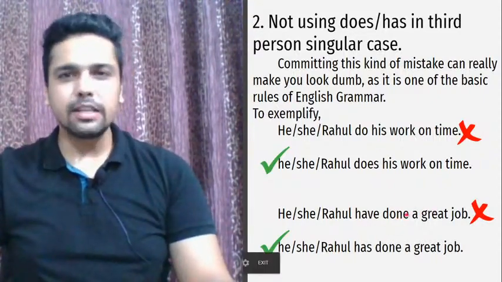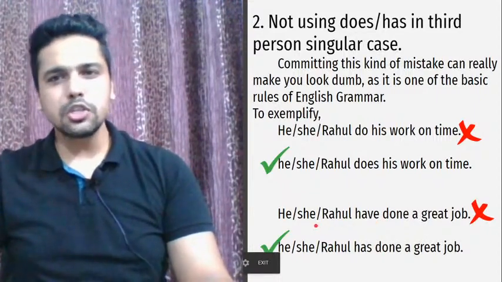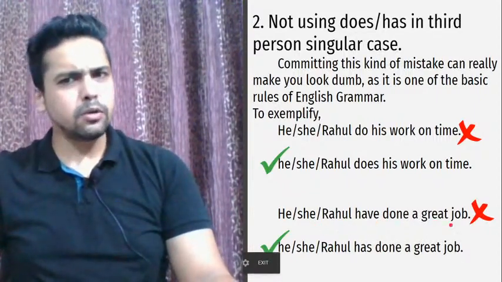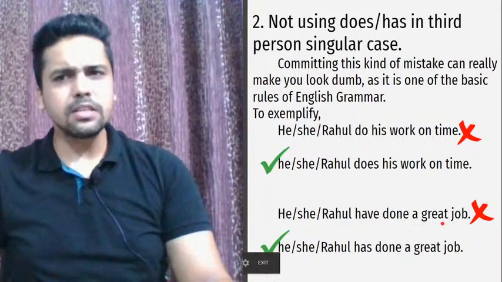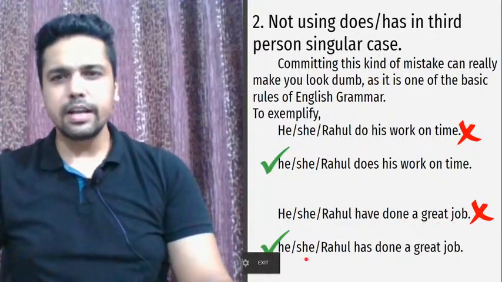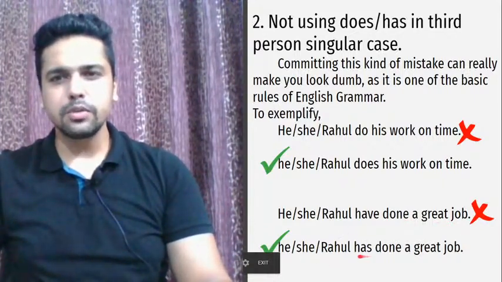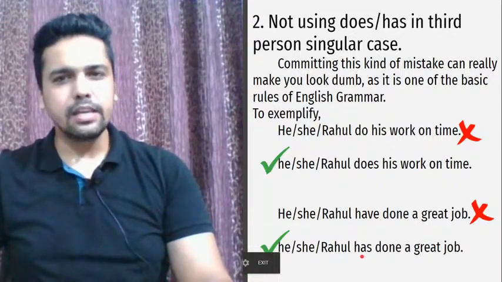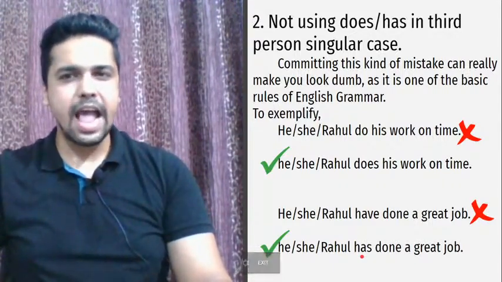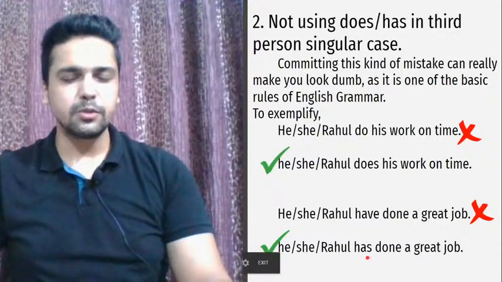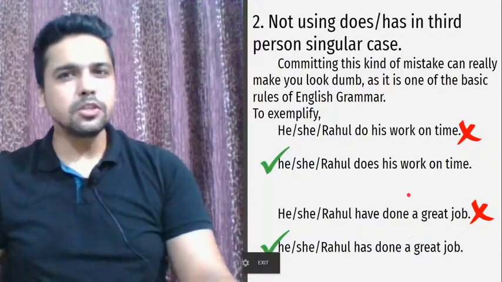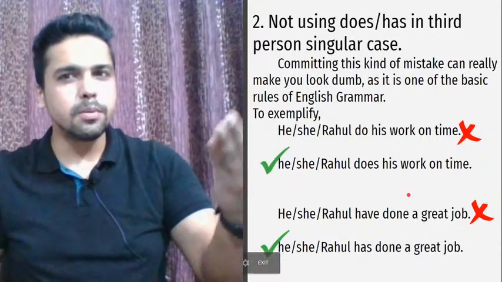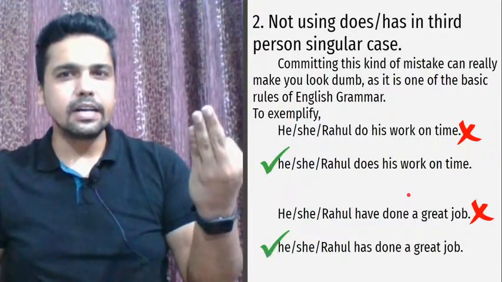Okay. Take a look at the next example. "He or she or Rahul have done a good job." No, again, this is incorrect, because again, this is singular. So I have to use "has." So "he, she, or Rahul has done a good job." You see? Now, the reason for that is that it's a third person singular subject.